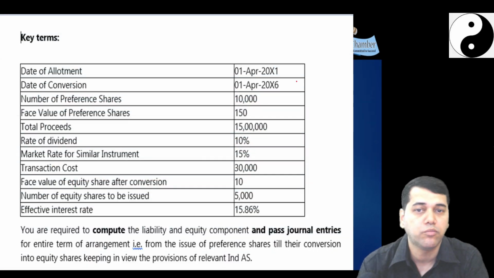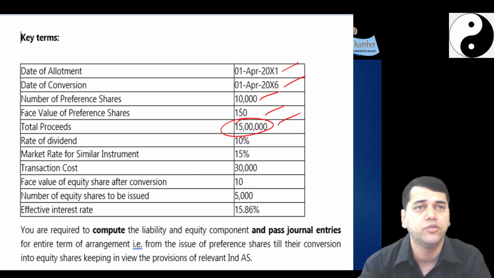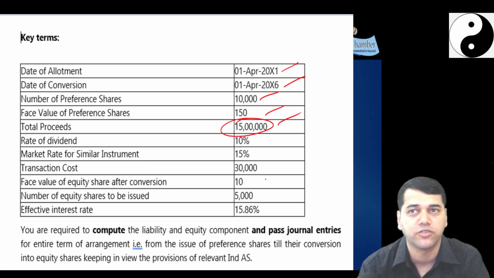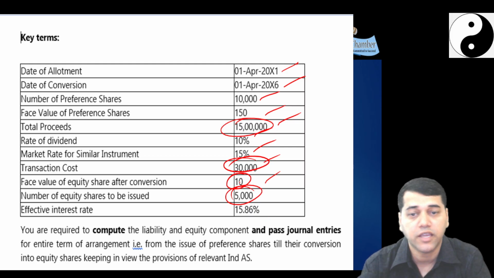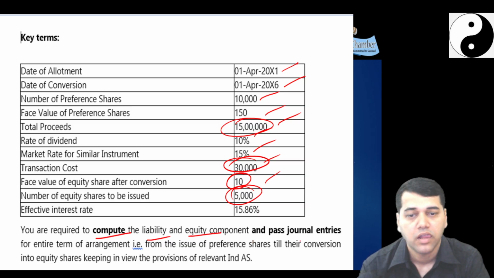Now they gave you certain more details. Here they have given you the number of shares and face value. They helped you by telling the total proceeds also. Rate of dividend, every piece of information they have given you. Transaction cost amount also they give. Face value of the shares after conversion, number of equity shares. Now why they give face value, we don't know. Now you are required to compute the liability and equity component and pass the journal entries.